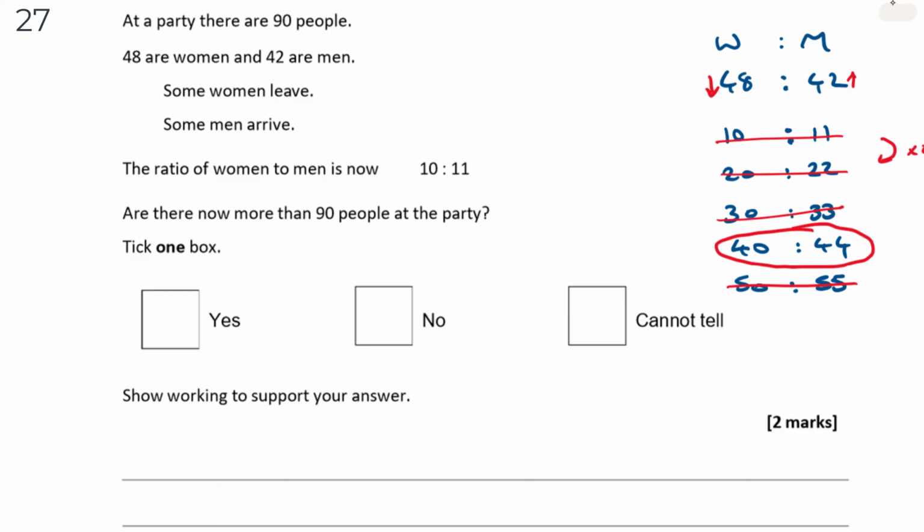Okay, so if there are 40 women and 44 men, then the total number of people at the party is going to be 40 plus 44, which is 84. Okay, so are there now more than 90 people at the party? No, there are not, because there are 84.